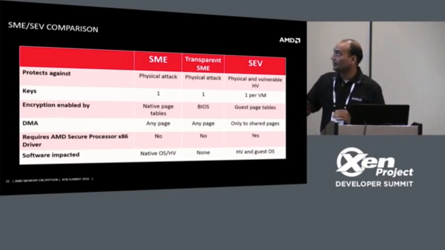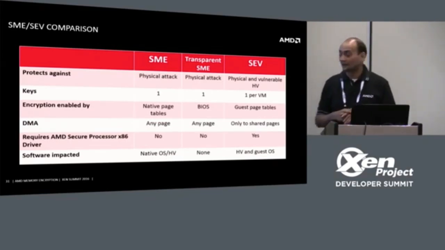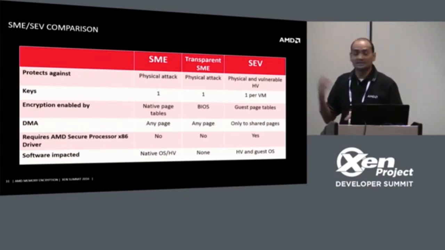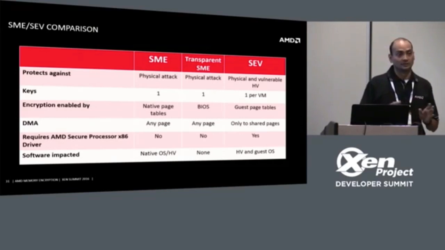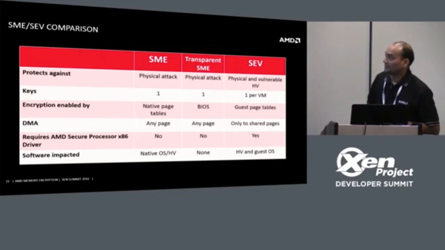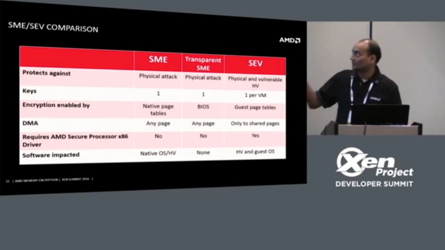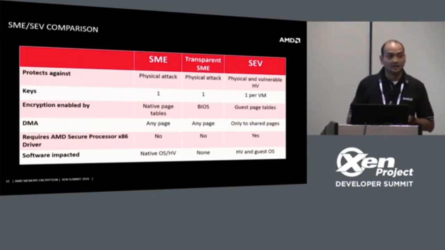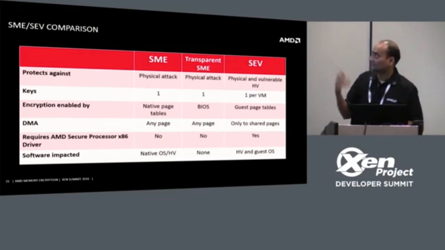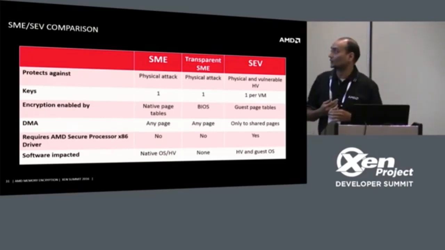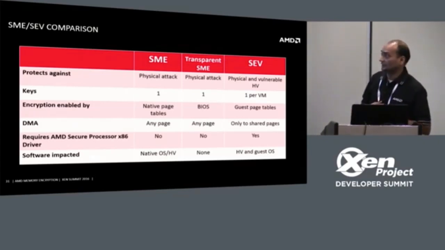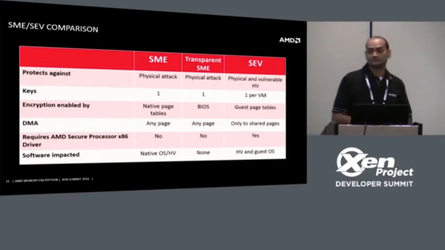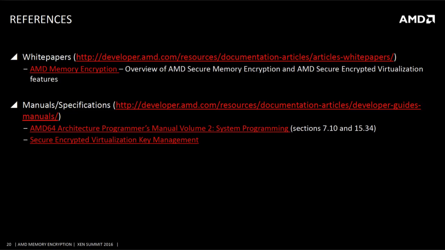And DMA, in case of SME, can be done to any pages. And same for the TSME. But in case of SEV, DMA will be done only on the shared pages. And so SME and TSME don't need any of the SEV drivers. Whereas in case of SEV, we probably need a driver. And here are the software impacts of these. Okay. I think any questions?